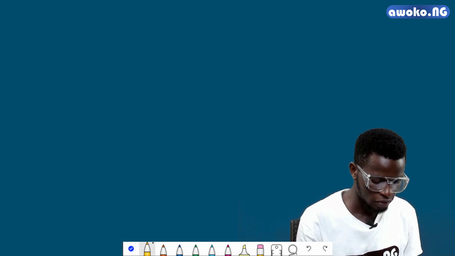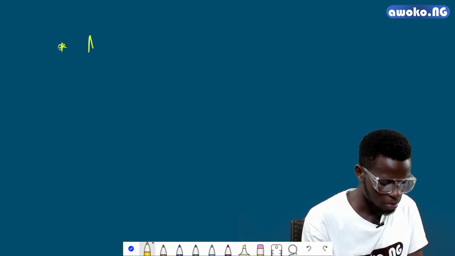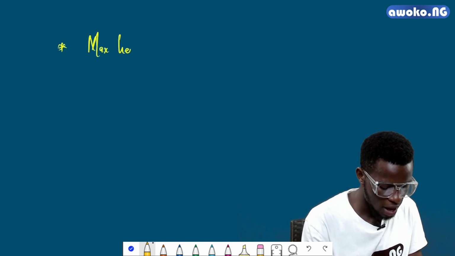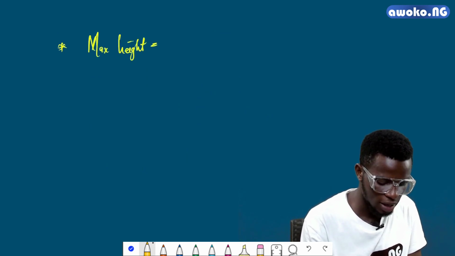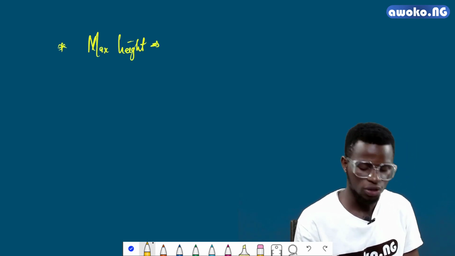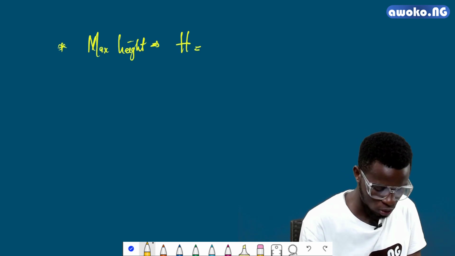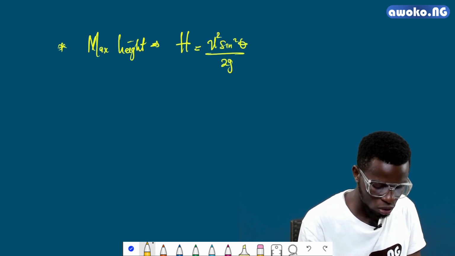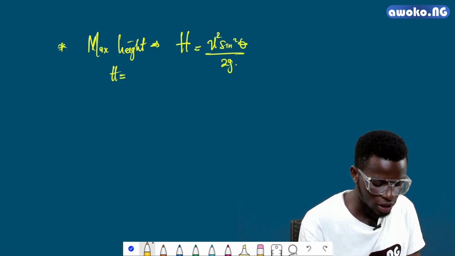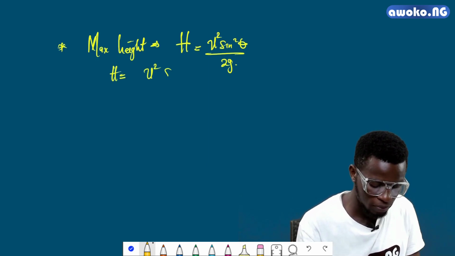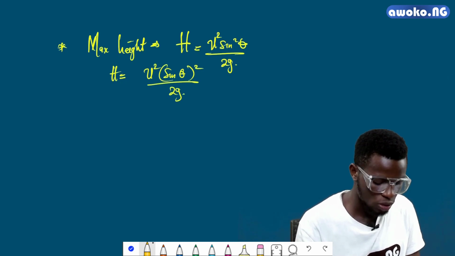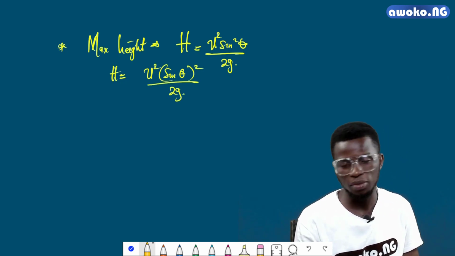So we can also have the expression for the maximum height. Maximum height attained by the projectile is represented as capital letter H, which is equal to U squared sine squared theta over 2G, or we can say H is also equal to U squared (sine theta) squared all over 2G. They are still going to give you the same answer.